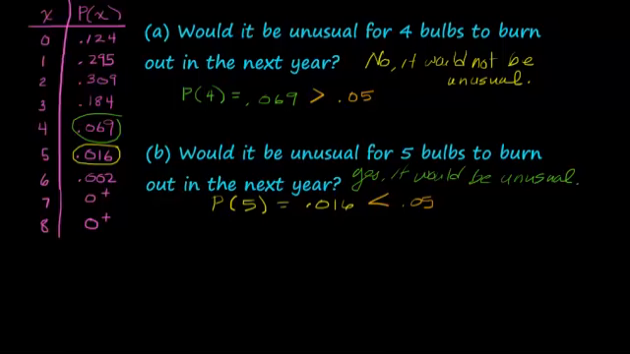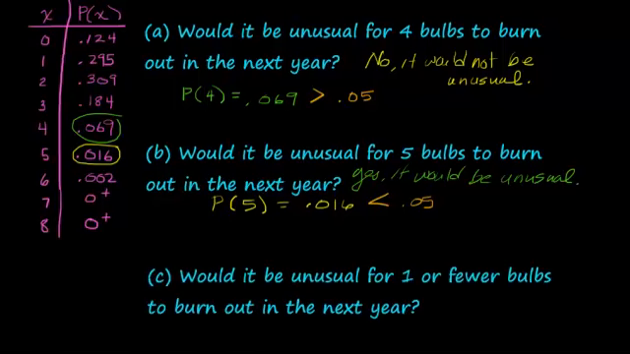Okay, let's look at one last question we could answer. Would it be unusual for 1 or fewer bulbs to burn out in the next year? To write that, it's the probability of 1 or fewer, which is the probability that X is less than or equal to 1. Well, what outcomes fall in that category? That's the probability of 0 plus the probability of 1, right? See that word "or" is telling us to add our probabilities.